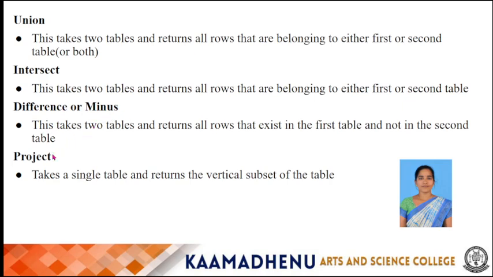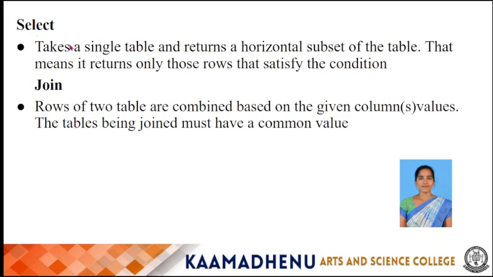The project operation takes a single table and returns a vertical subset of the table. The selection operation takes a single table and returns a horizontal subset of the table. That means it returns only those rows that satisfy the condition in the selection operation. Then join operation: in a join operation, rows of two tables are combined based on the given columns or values. The tables being joined must have a common value.